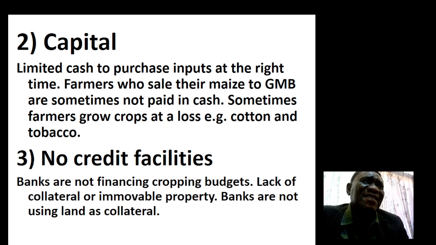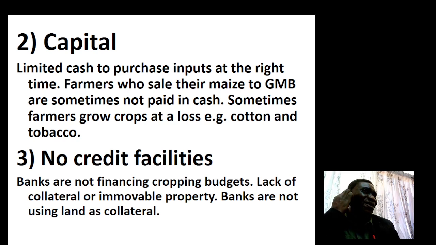No credit facilities. Banks are not financing crop budgets. Lack of collateral with smallholder farmers or immovable property. Banks are not using land as collateral because it's risky.